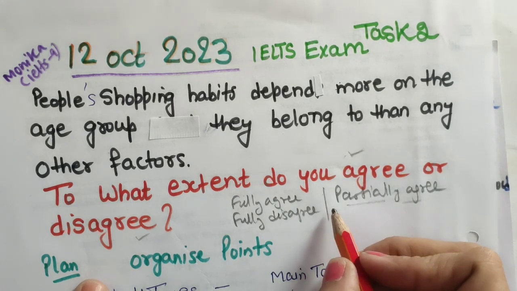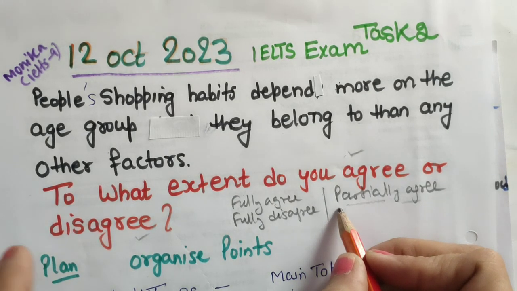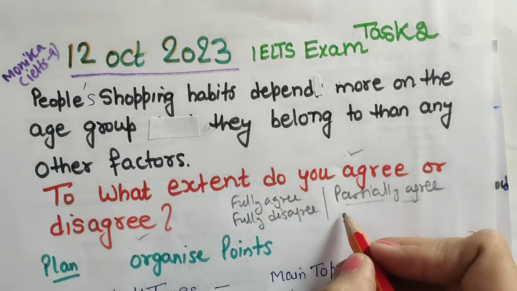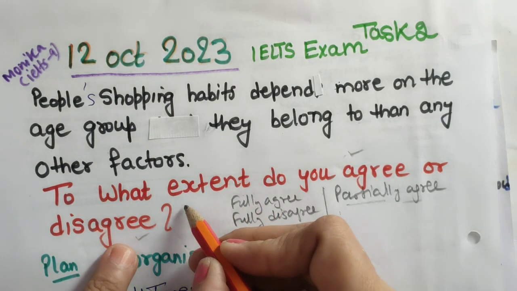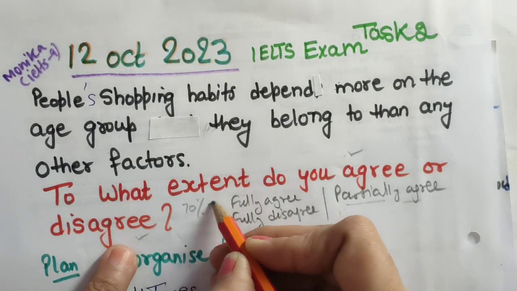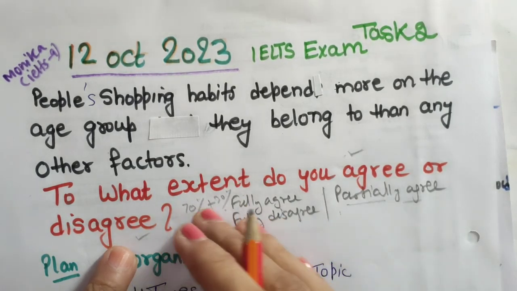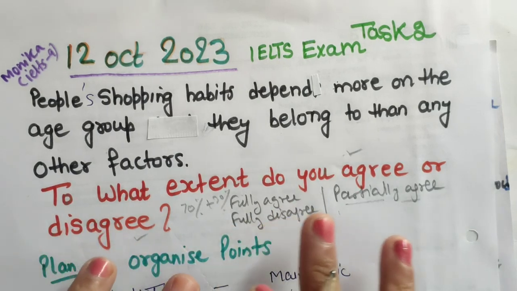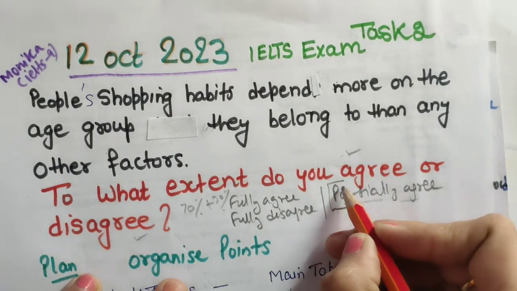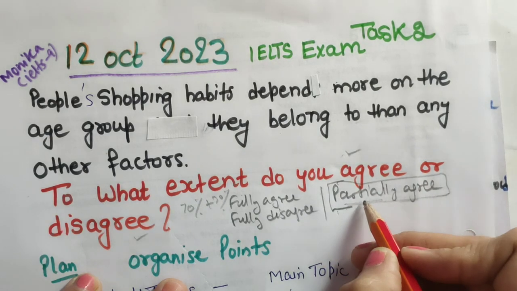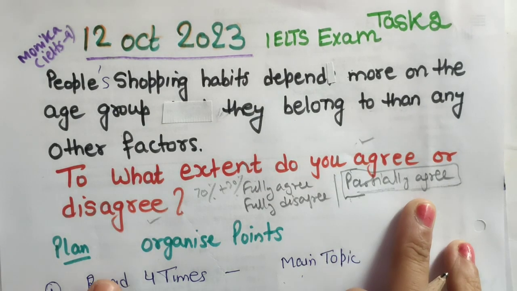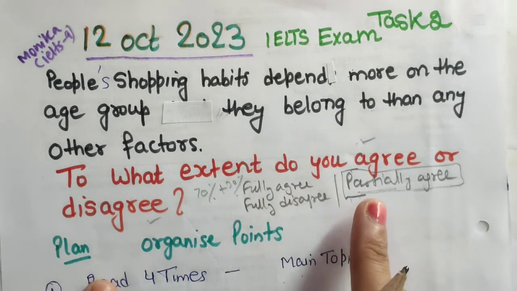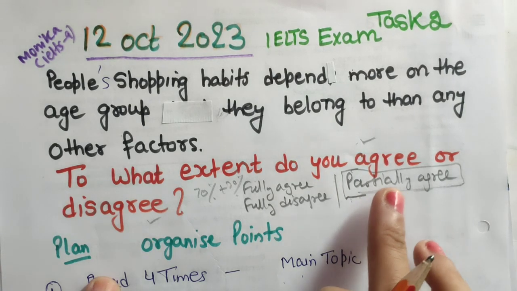Another situation, you can create your own side, or you can write I agree up to a certain point, or I agree up to a certain extent. It means here you will be writing 70% agreement and 30% disagreement. So you can just frame your essay according to your style. But in this video, I am going to discuss how to write a partially agree essay, not fully agree, not fully disagree.